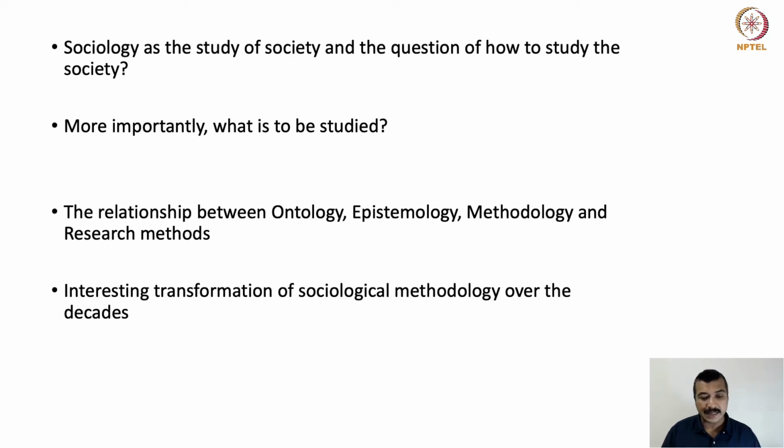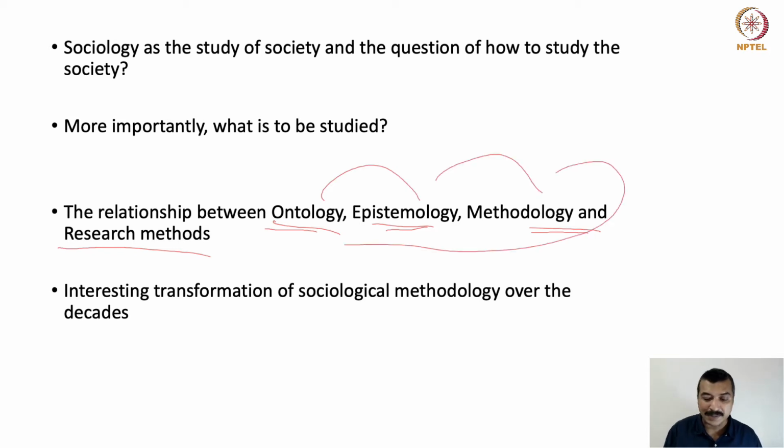So this relationship between ontology, epistemology, methodology, and research methods. I want to invite your attention to these terms. We must have come across epistemology and methodology in the previous classes, but with ontology, epistemology, methodology, and research methods, there is a kind of connect between each of these terms, each of these processes, or aspects, and it is extremely important that we understand that.